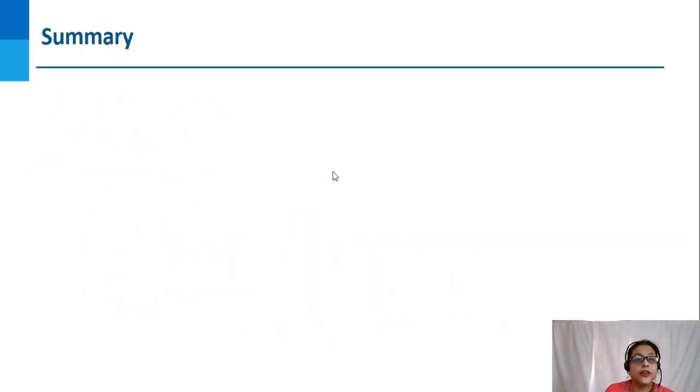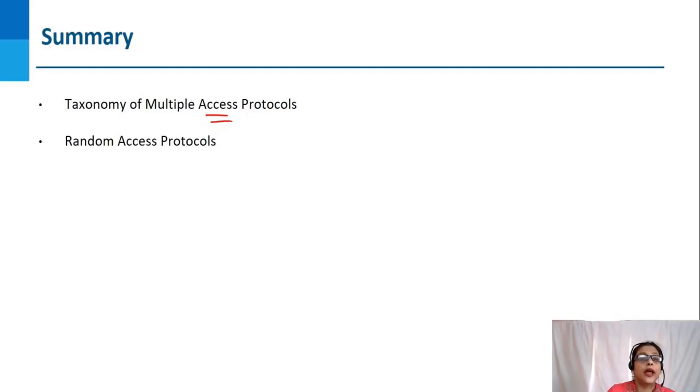To summarize, in this video, we have learned about the taxonomy of multiple access protocols. We have looked into random access protocols like ALOHA, CSMA, CSMA CD, and CSMA CA.